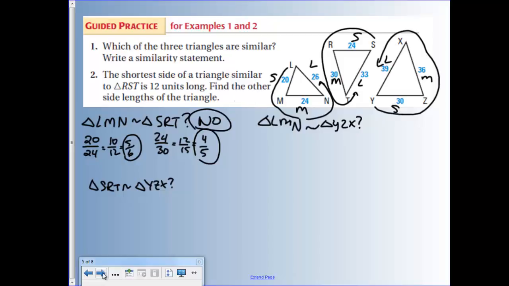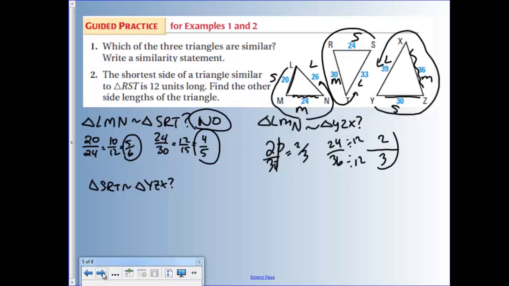Now look at these 2. LMN and YZX. Are those similar? Short, short. 20 to 30. Cross off those zeros, 2 to 3. Medium, medium. 24 to 36. Divide by 12, divide by 12. We get 2/3 here. And your third set, long and long. The longest side is 26, the longest side here is 39. Divide them both by 13. This one gives us 2 to 3. Are those similar? Yeah, so this similarity statement, I say, yes, that's true. How do I know? We just did side, side, side. We checked all 3 sets of sides.